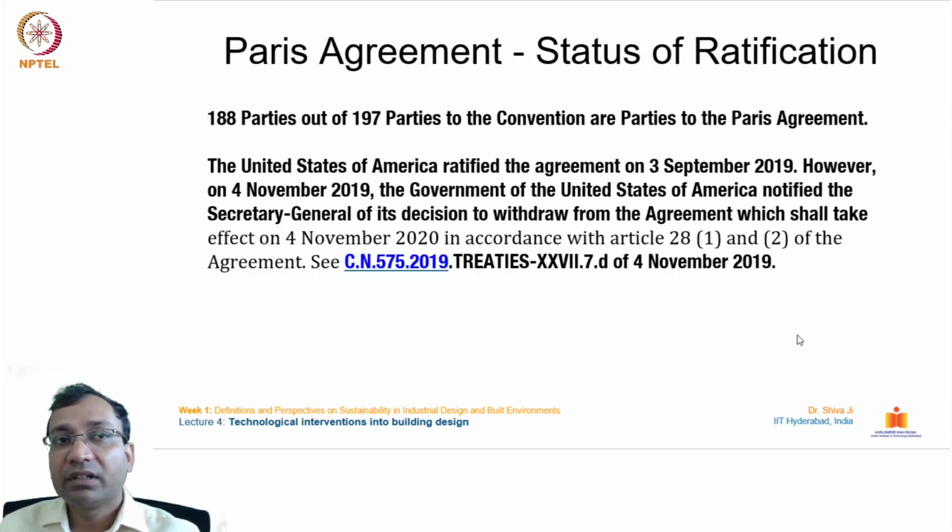Paris Agreement's status of ratification: 188 parties out of 197 parties to the convention are parties to the Paris Agreement. The United States of America ratified the agreement on 3rd September 2016. However, on 4th November 2019, the government of the United States of America notified the Secretary General of its decision to withdraw from the agreement, which shall take effect on 4th November 2020, in accordance with Article 28(1) and (2) of the agreement.